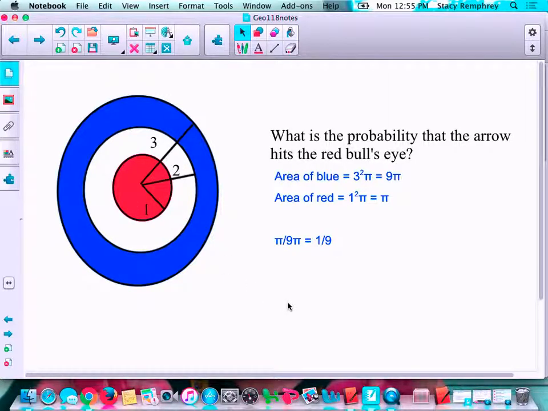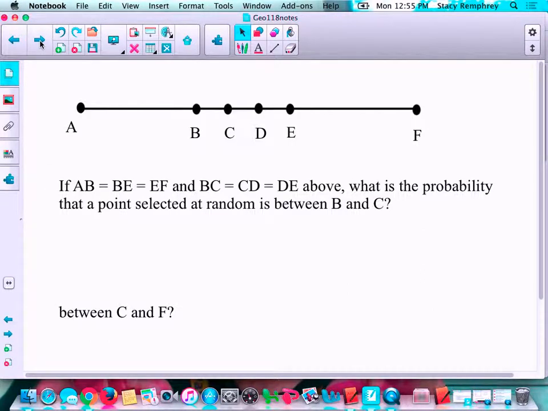Now, if I asked what is the probability of hitting the white, please remember you wouldn't just do a straight area of the white. You'd have to have the area of the white and subtract out the red area. So please be careful on those. Again, the correct answer for the probability the arrow hits the red bullseye would be a 1 to 9 ratio. And we're assuming you would hit the board at some point. You wouldn't miss the board.